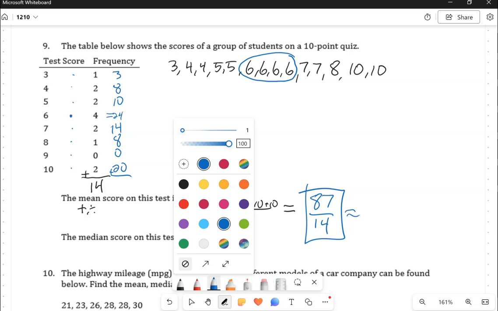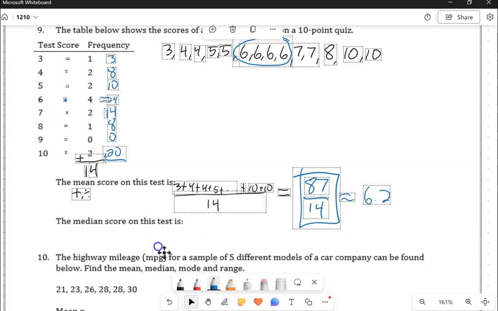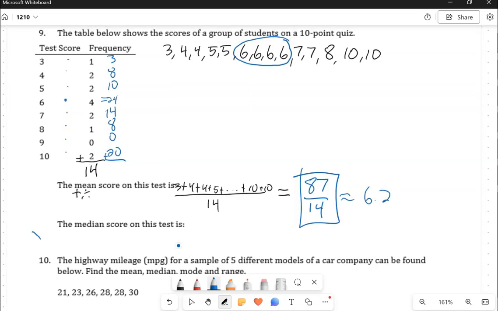It's approximately 6.2 if requested. In general, for the mean, standard deviation, etc., use 1 decimal place more than the original data. The original data had no decimals, and so for the mean, I would go with 1 decimal. The median, there are 2 ways to do the median. You can do the percentile method, which is a really important way to do it because this is how you get the 5-number summary.